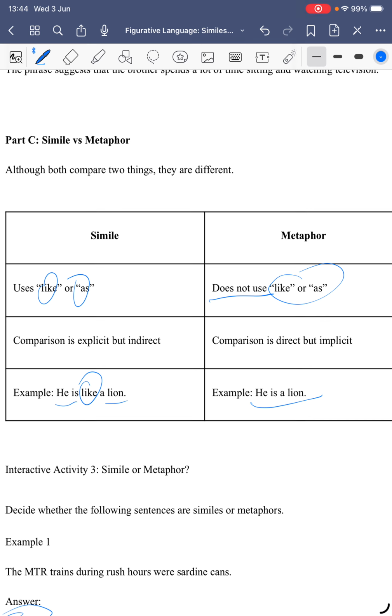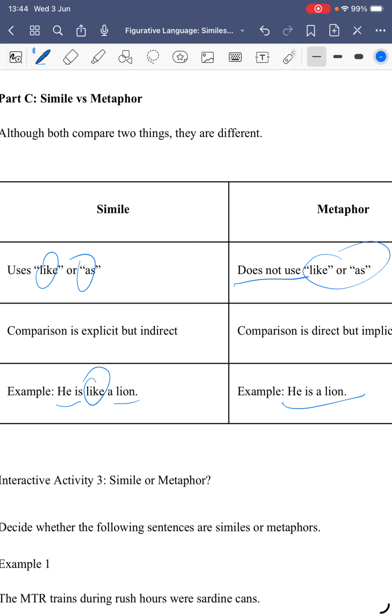And secondly, in simile, the comparison is explicit because there will be comparing words, but the comparison is kind of more indirect. However, in metaphor, the comparison is direct but implicit because it doesn't contain any comparing words. For example, he is like a lion.